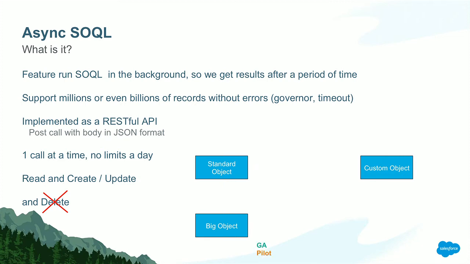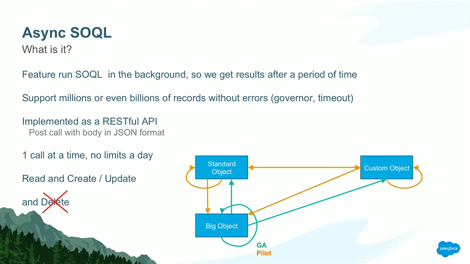But what is generally available and what is in pilot? If we want to read big objects and create standard or custom records, that's fine, it's generally available. However, if we try to read standard or custom object records and create any of them, standard, custom, or big, that is still in pilot. Keep in mind.